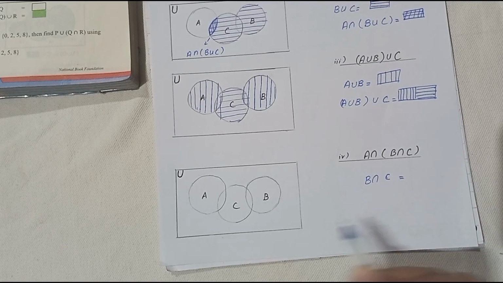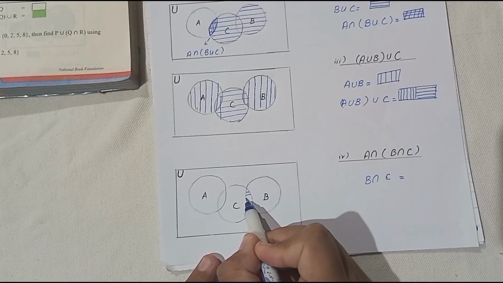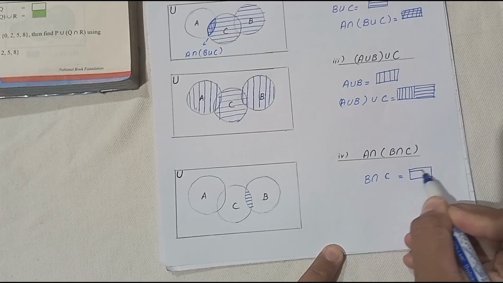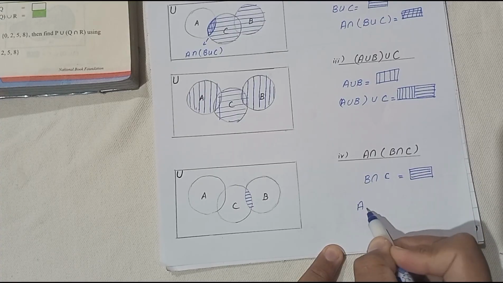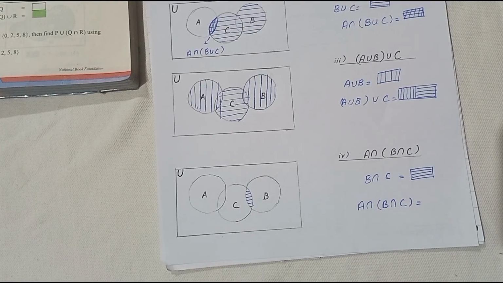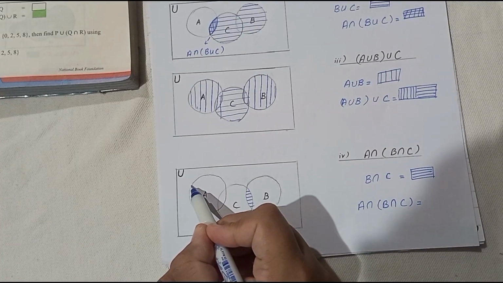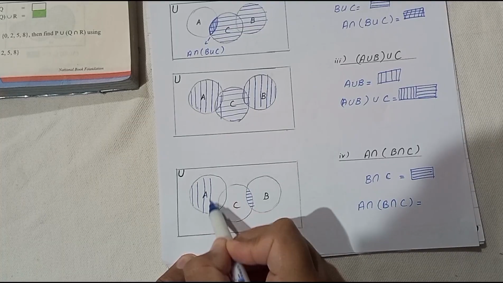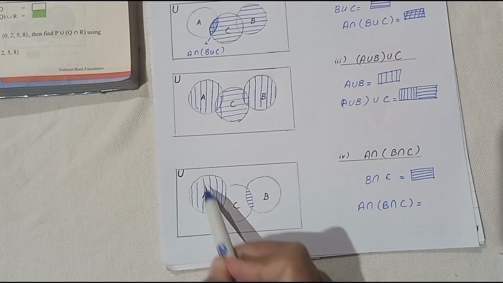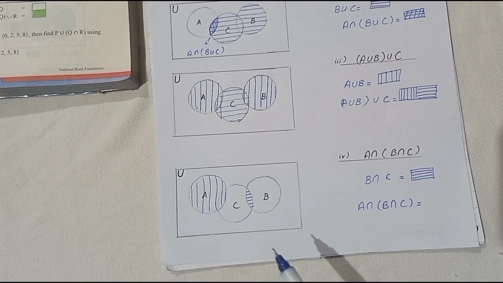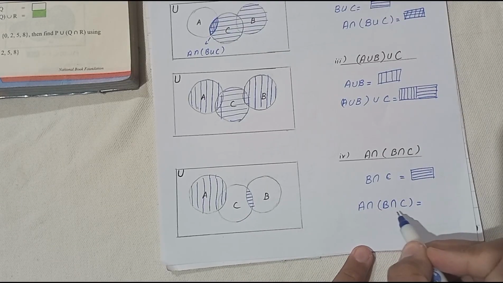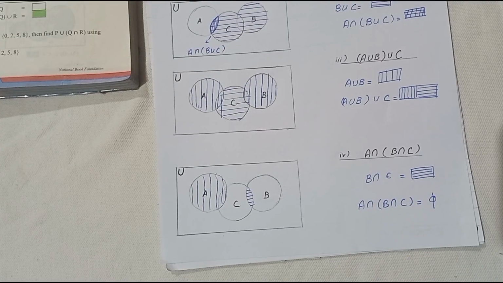Part 4 is A intersection B intersection C. So first we will shade the B intersection C part, which is the common part between B and C, and represent it with horizontal lines and write it as A intersection B intersection C. As there is no common part between the shaded area and the diagram A, which we represent with vertical lines, you can see that there is no common part between the vertical and the horizontal lines, so there is no shading for the given operation, and we will say that A intersection B intersection C equals empty.